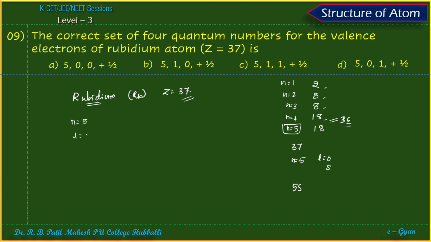The l value, it belongs to the s orbital, is 0. m, if l equal to 0, m is also 0, and s is plus half. So the correct set 5, 0, 0, plus half is option A. How did we calculate? By knowing the elements which are present in different periods. Periods 1, 2, 3, 4, up to 4 it is 36, and the next member 37 belongs to group number 1, that is the s orbital first electron. So the correct option for question number 9 is option A.